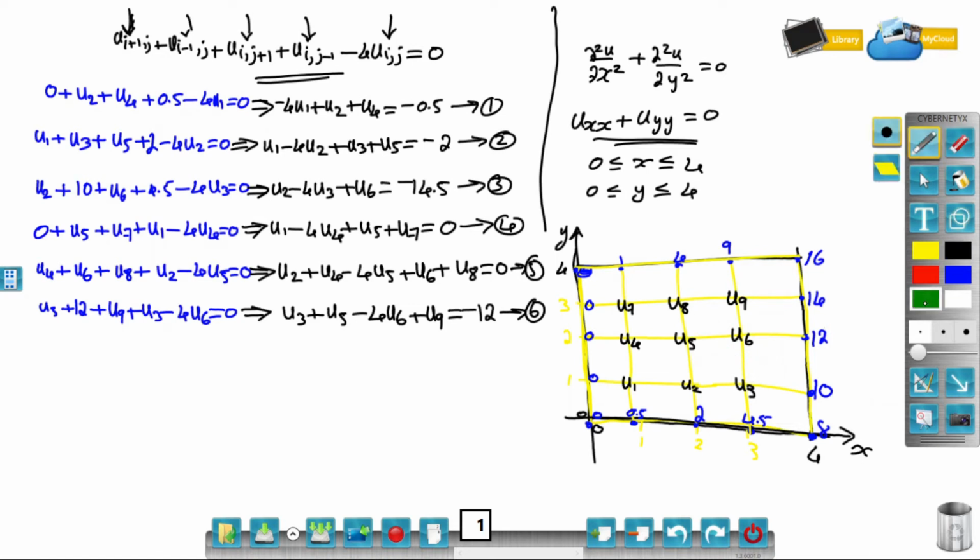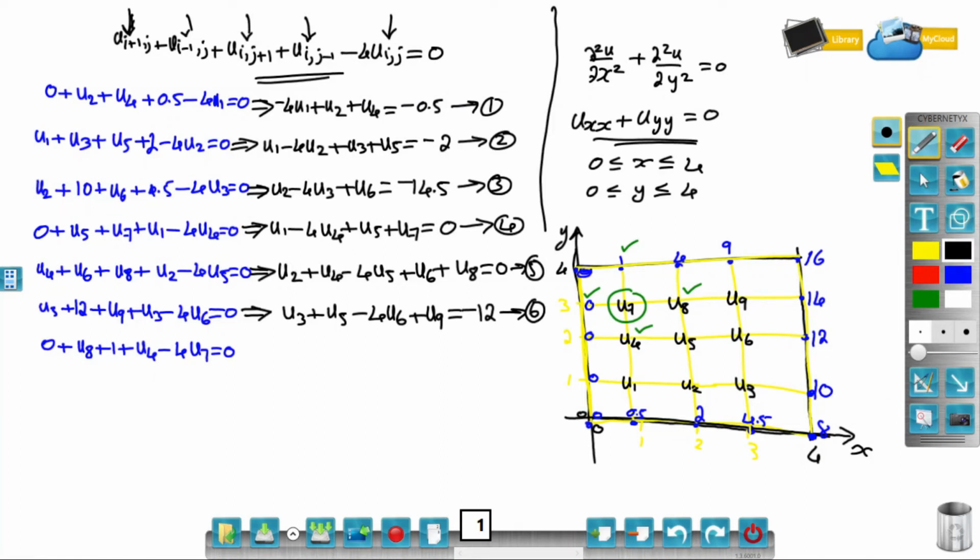Okay. So now we have three more variables u7, u8, u9. So take u7 as the current point. So what is the left point? 0. What is the right point? u8. What is the top point? 1. And what is the bottom point? u4. So now by using standard 5-point formula, we have 0 plus u8 plus 1 plus u4 minus 4u7 equal to 0.